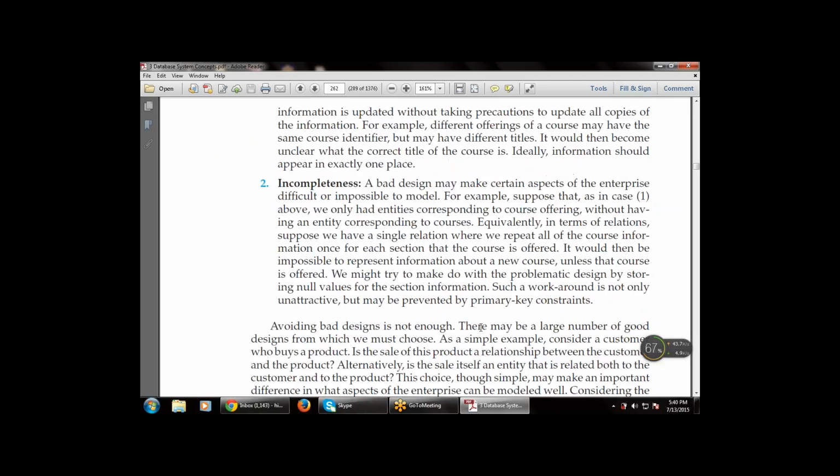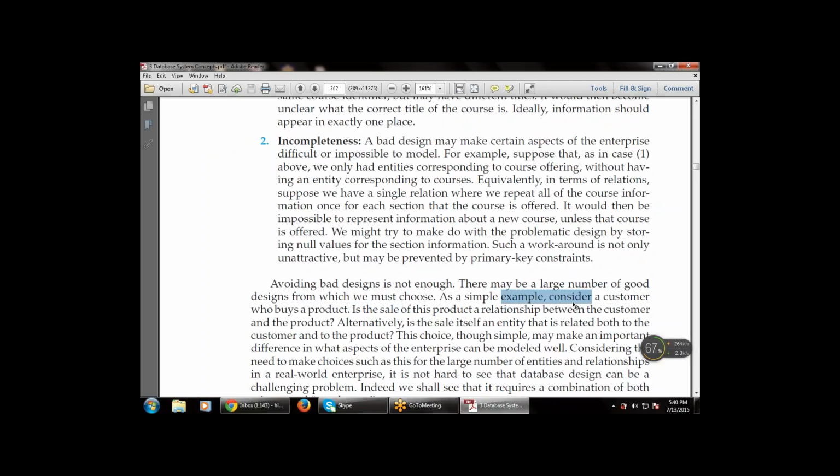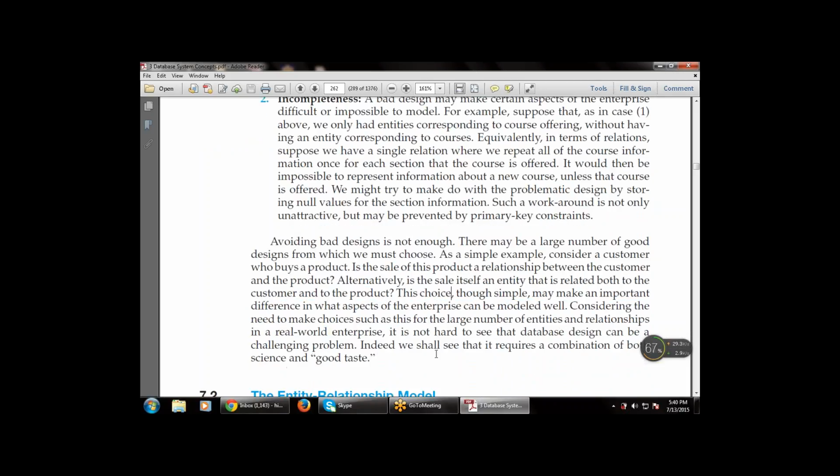Avoiding bad design is not enough. There may be a large number of good designs from which we must choose. As a simple example, consider a consumer who buys a product. Is the sale of this product a relationship between the customer and the product? Alternatively, is the sale itself an entity that is related both to the customer and to the product? This choice, though simple, may make an important difference in what aspects of the enterprise can be modeled well. Considering the need to make choices for a large number of entities and relationships in a real-world enterprise, database design can be a challenging problem.